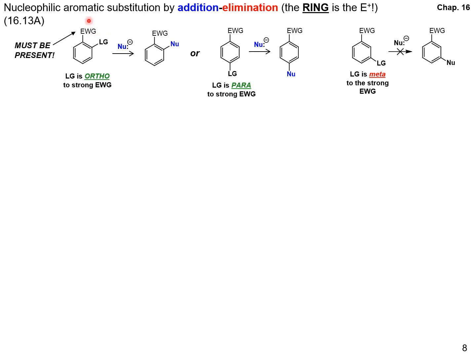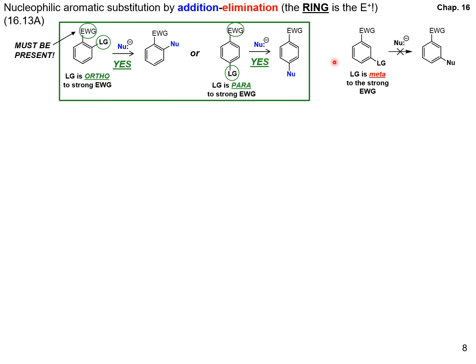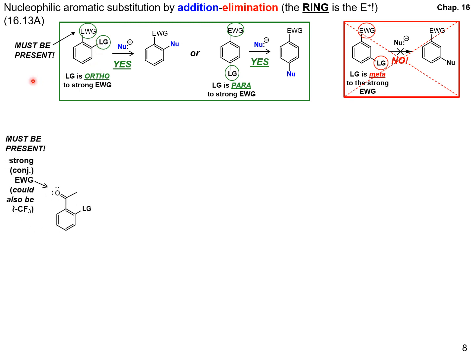And in order for the benzene ring to act as an electrophile, normally you think benzene is electron rich, you have to have at least one electron withdrawing group present on the ring. And that strong electron withdrawing group has to be either ortho or para to the leaving group. If it's meta to the leaving group, reaction will not take place. So the leaving group has to be para or ortho to the electron withdrawing group. This can be explained by the reaction mechanism.